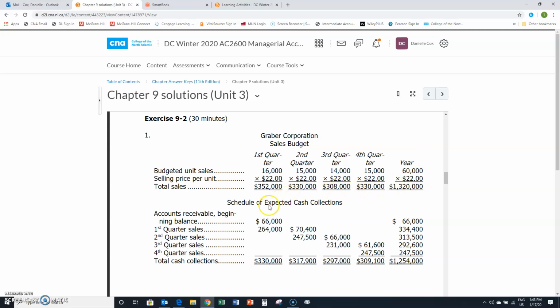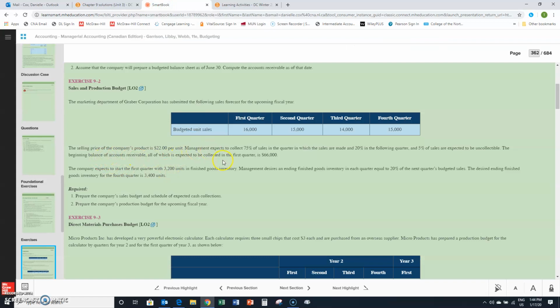And your schedule of expected cash collections. So in the first paragraph here, we're told that 75% of sales are expected to be received in the quarter that the sale is made. So in the first quarter, whatever we sell, 75% of that, we're expecting to receive the money that quarter. 20% is to be received in the following quarter, so that gives us 95%, and 5% is uncollectible. So that's how we determine what our cash receipts are going to be.